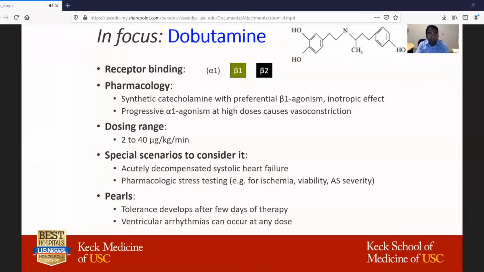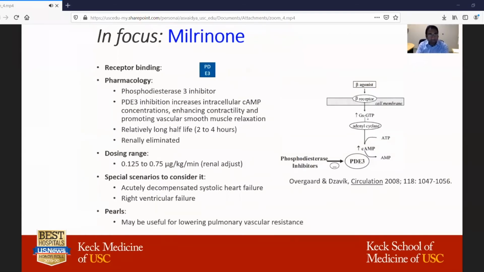So either increasing the dose of the agent might be necessary or switching agents entirely. And also kind of the downside of inotropes is ventricular arrhythmias, which can occur at any dose. Milrinone is a phosphodiesterase 3 inhibitor, and inhibition of this increases intracellular cyclic AMP, which leads to enhanced contractility, but also vascular muscle relaxation and vasodilation, particularly in the pulmonary vasculature.